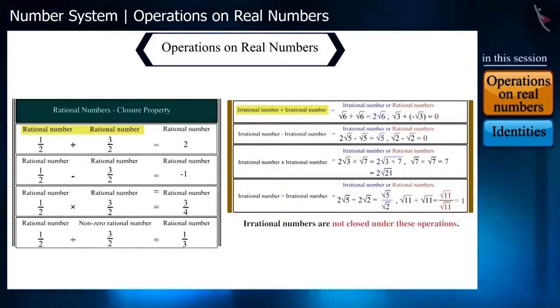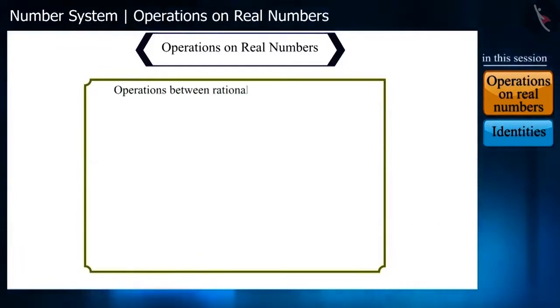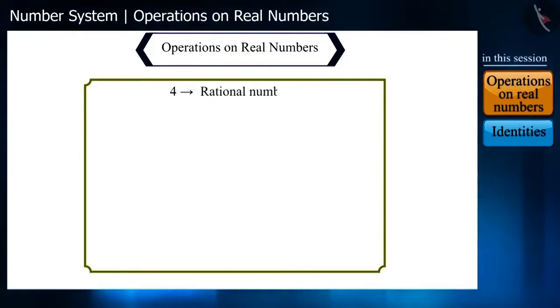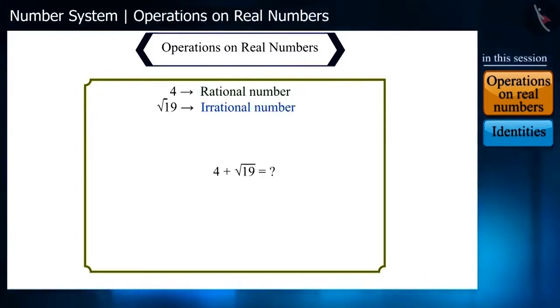Friends, all these facts are true for operations between same type of numbers. Now let's learn these operations between rational and irrational numbers. 4 is the rational number and root 19 is an irrational number. Can you tell on adding the two, will we be getting a rational number or an irrational number?